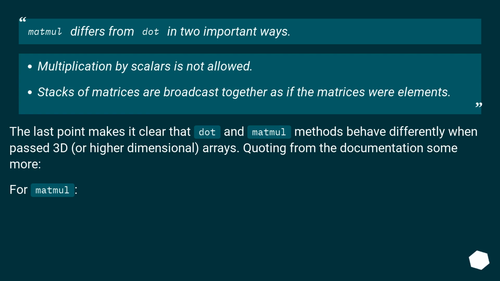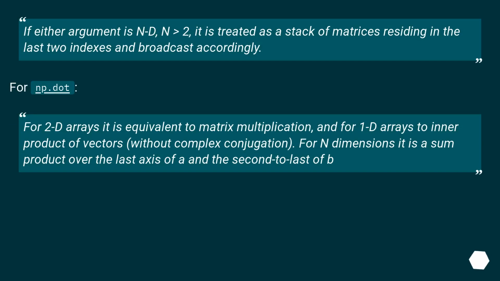Quoting from the documentation some more. For matmul, if either argument is N-D, N greater than 2, it is treated as a stack of matrices residing in the last two indexes and broadcast accordingly. For np.dot, for 2D arrays it is equivalent to matrix multiplication, and for 1D arrays to inner product of vectors, without complex conjugation. For N dimensions it is a sum product over the last axis of a and the second to last of b.